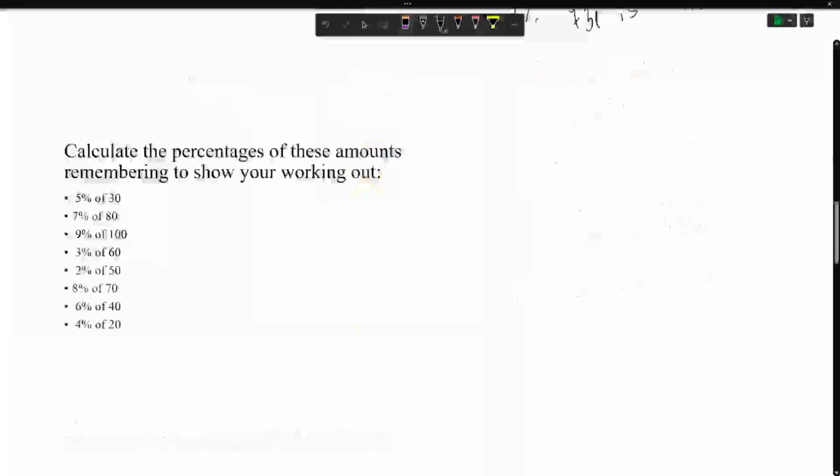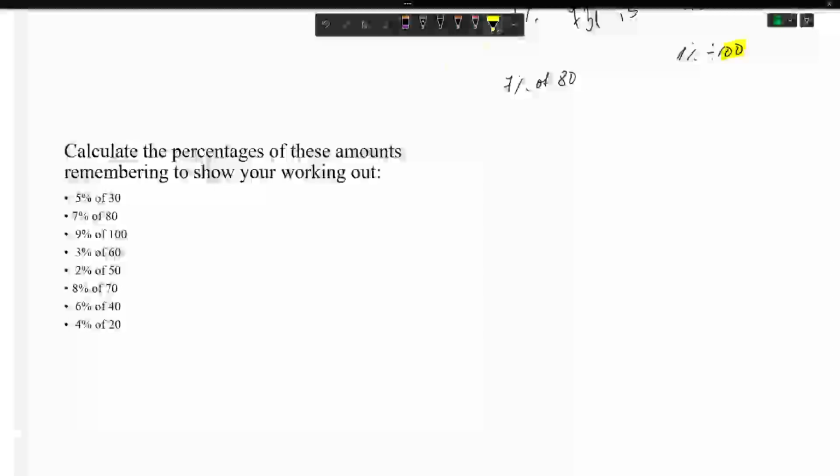Let's have a look at the second one, which is 7% of 80. What we have to do first is find how much is 1%. We said for 1%, you divide by 100, and we have 2 zeros in 100. So this is your 80. You start counting from the back and you count 1, 2. So 1% is 0.80. So we found 1%.